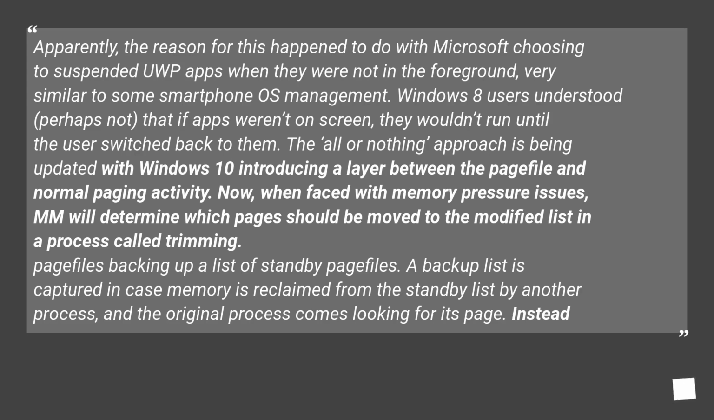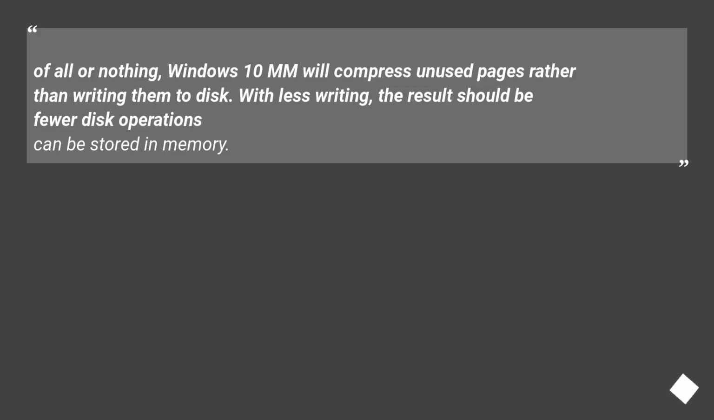Page files are backed up by a list of standby pages. A backup list is captured in case memory is reclaimed from the standby list by another process, and the original process comes looking for its page. Instead of all or nothing, Windows 10 will compress unused pages rather than writing them to disk. With less writing, the result should be fewer disk operations, and more data can be stored in memory.